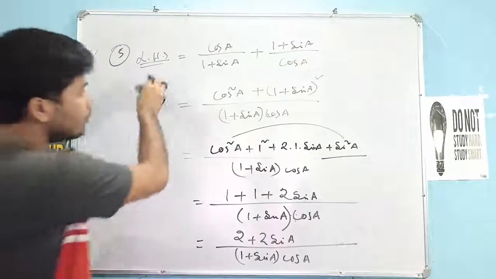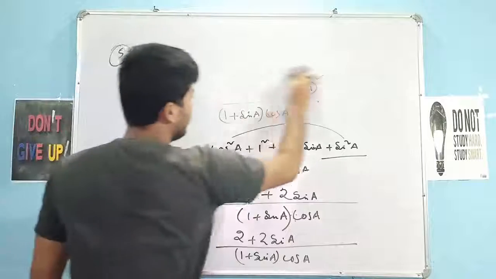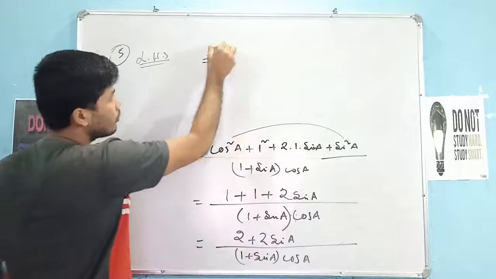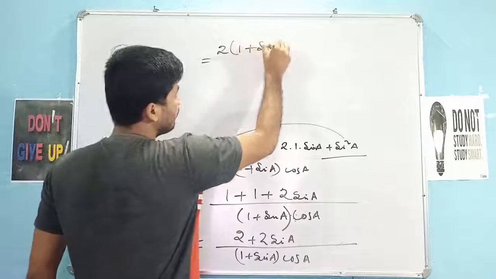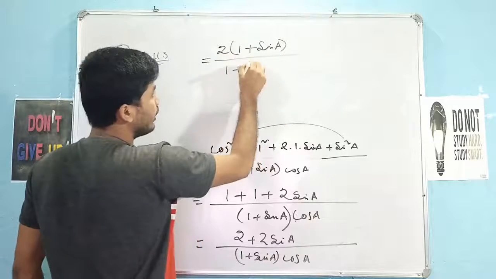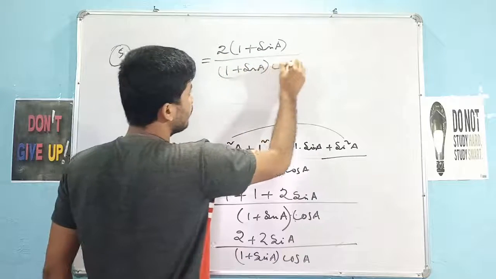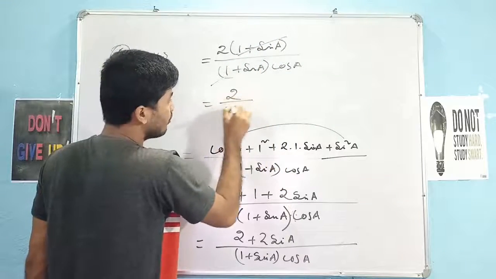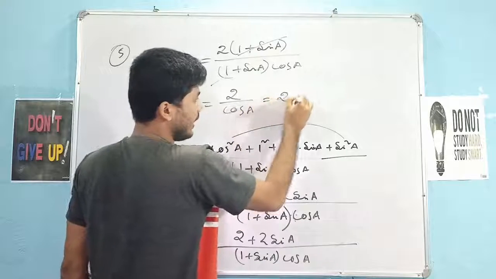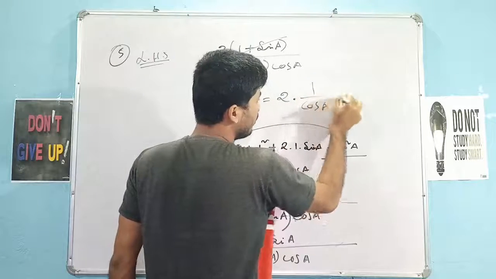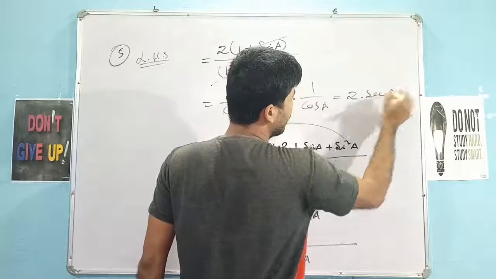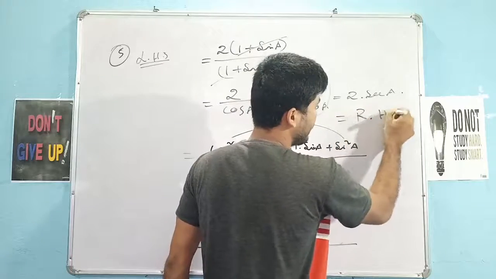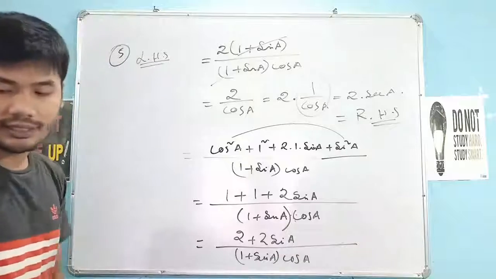So let us clean it up. Okay, so we take the common 2 out, and that is 2 into 1 plus sin A. In the denominator we have 1 plus sin A into cos A. Therefore 1 plus sin A and 1 plus sin A get removed, that is 2 by cos A, or we can write it as 2 into 1 by cos A, and 1 by cos A is sec A, therefore this is 2 sec A, and this is our right hand side. Yes, this is our right hand side.